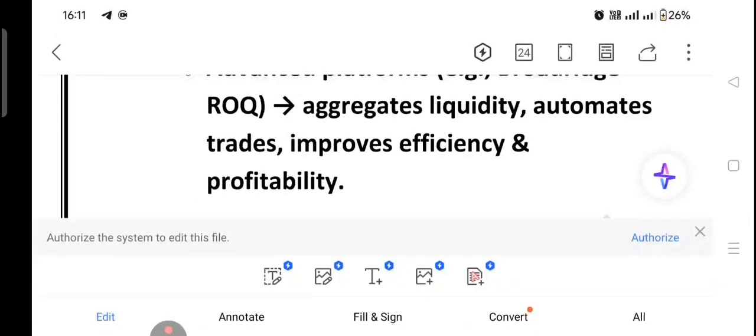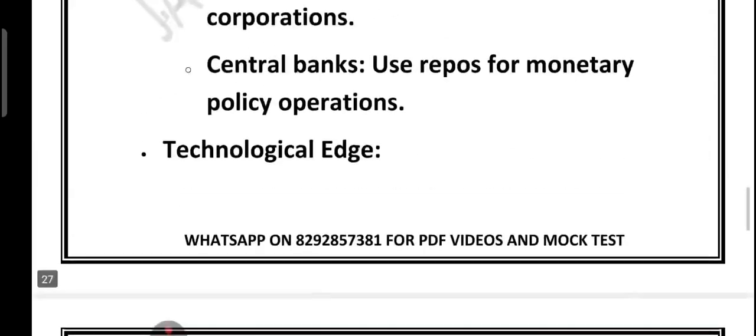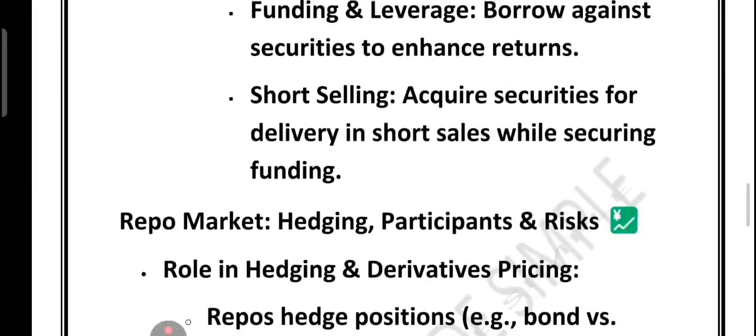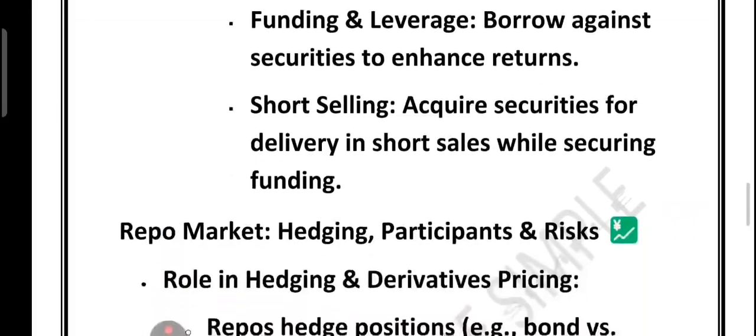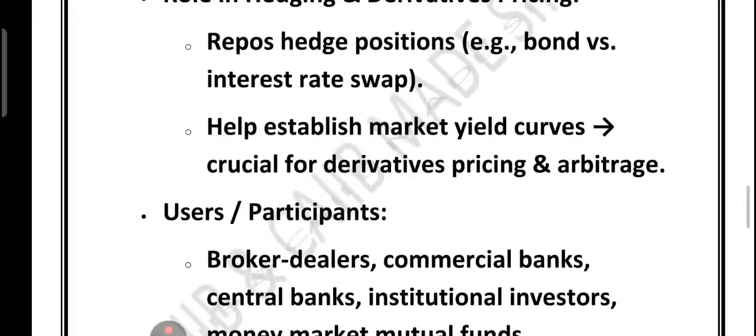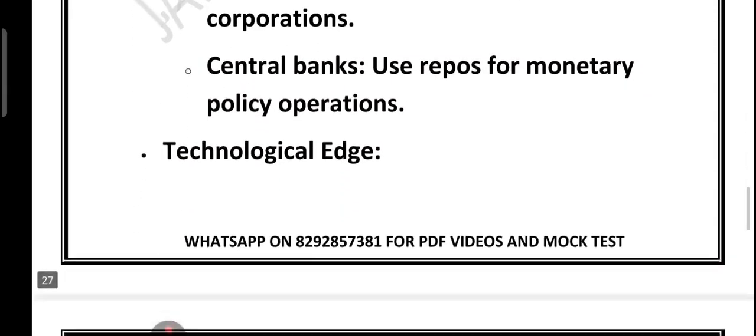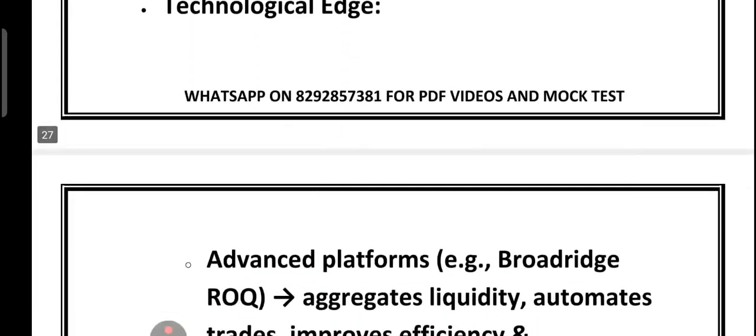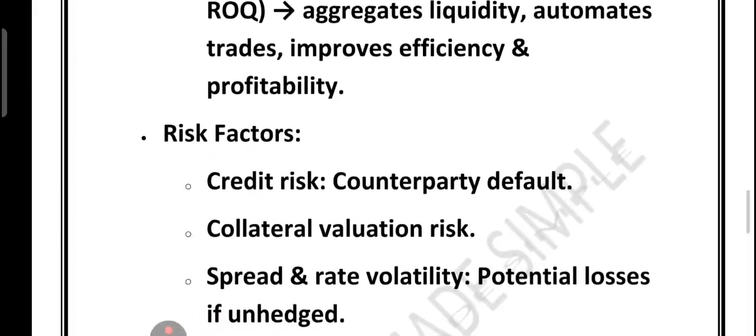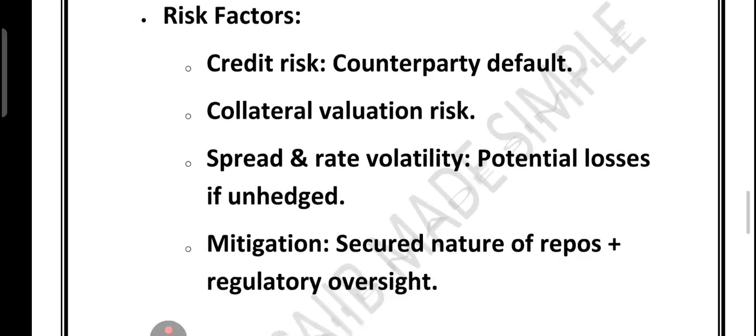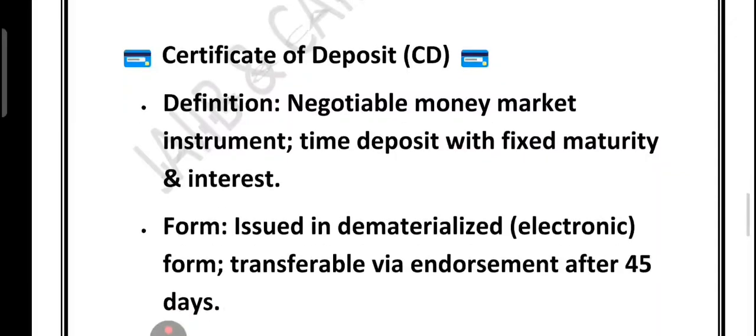So here we talked about 3 to 4 points. Let me recall. First, we started with hedging. I told you that hedging means repo protects positions and helps build the yield curve. Then I told you about participants: bank, dealer, central bank, institution, mutual fund, corporate. They are the participants. Technology, I told you, are the platforms that automate, aggregate liquidity, and boost efficiency. Risk, I told you: credit risk, collateral valuation risk, rate and spread volatility risk, and they are mitigated by secured nature plus regulation.